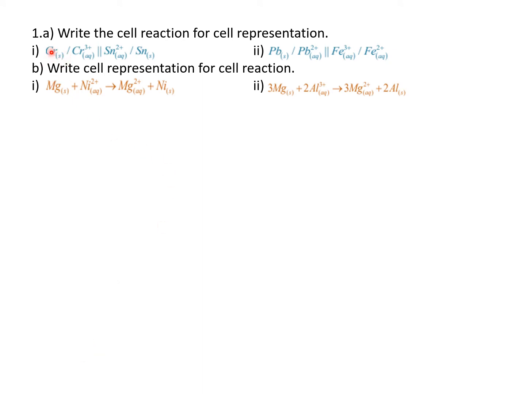Here chromium to chromium 3 plus is an oxidation. This tin 2 plus to tin is reduction. Always first you need to write the oxidation reaction and then the reduction reaction, that is the anode reaction and then the cathode reaction. This is the cell representation method. We need to write this as a cell reaction.